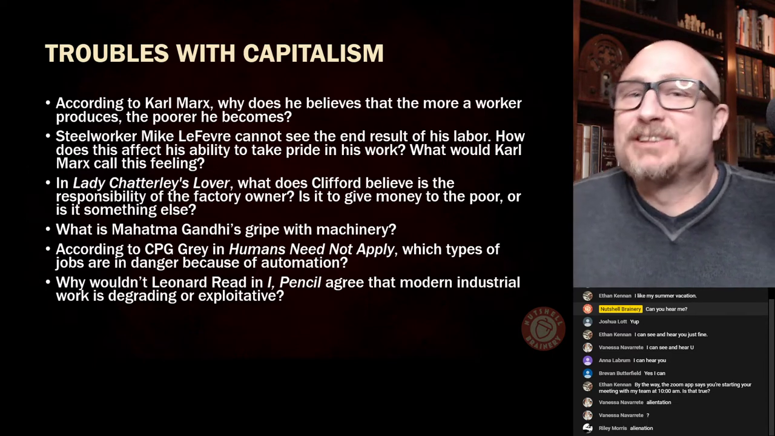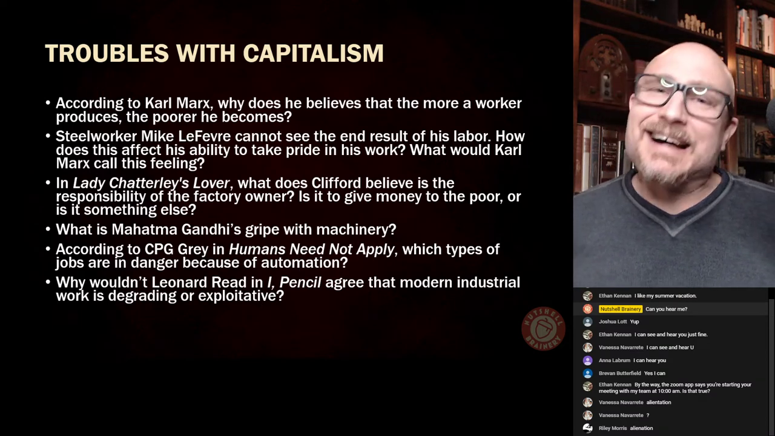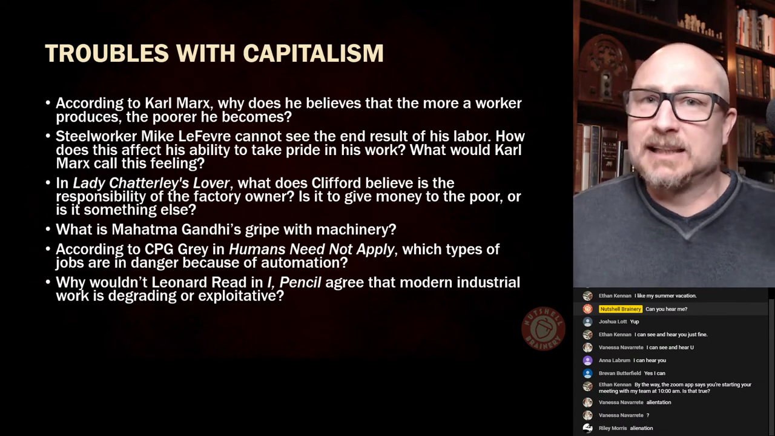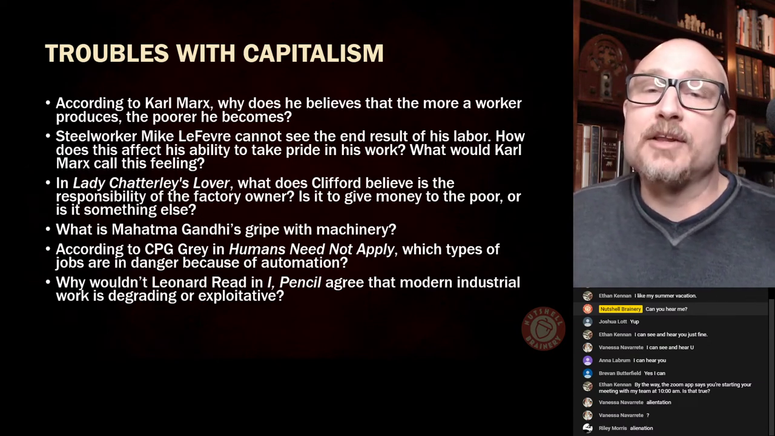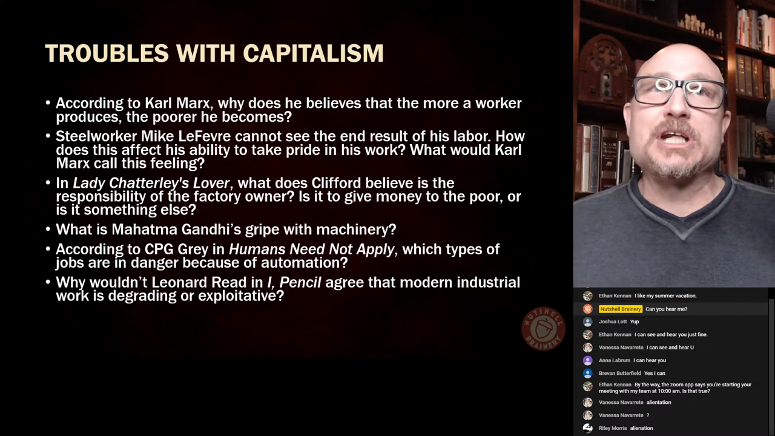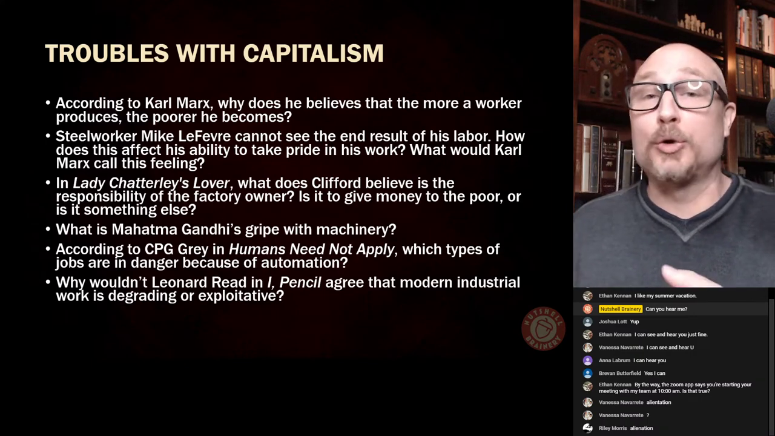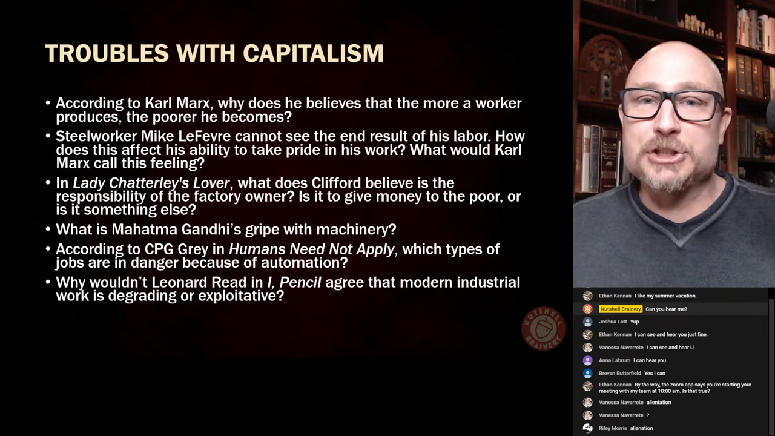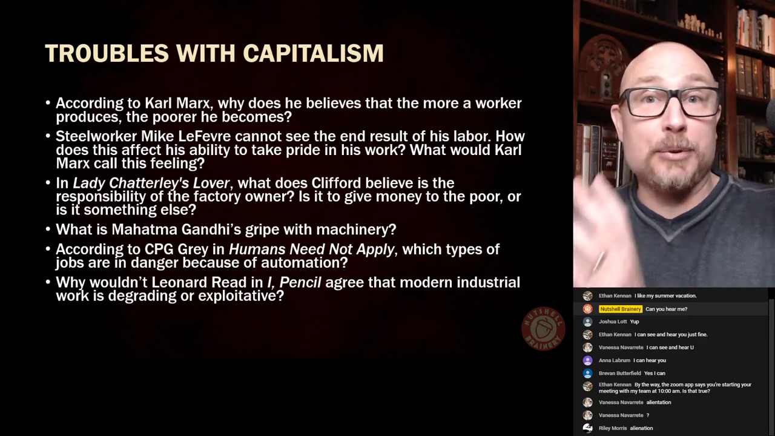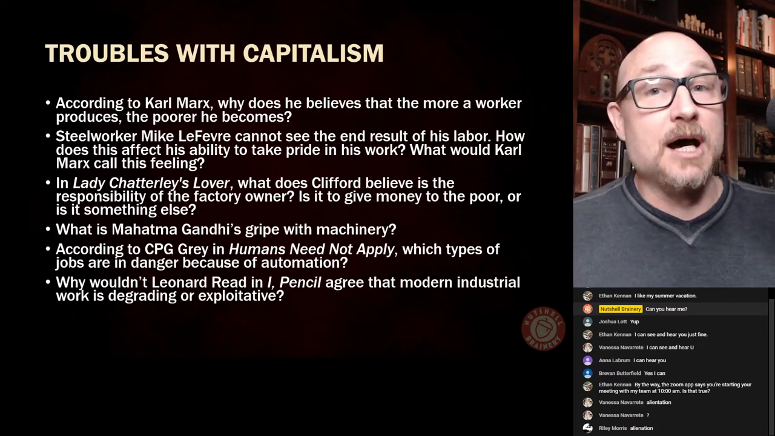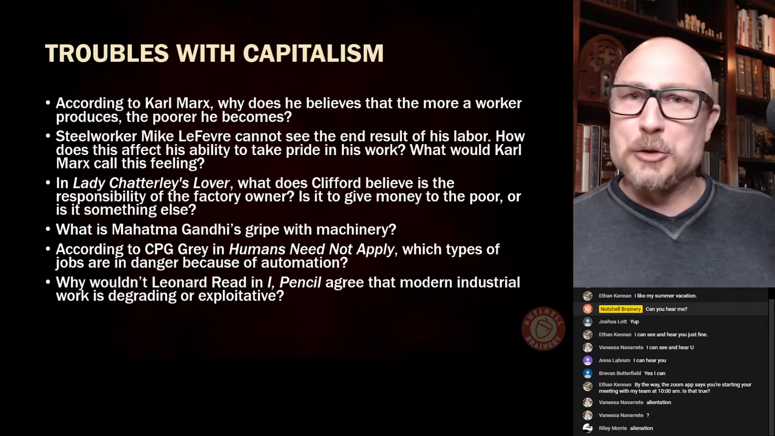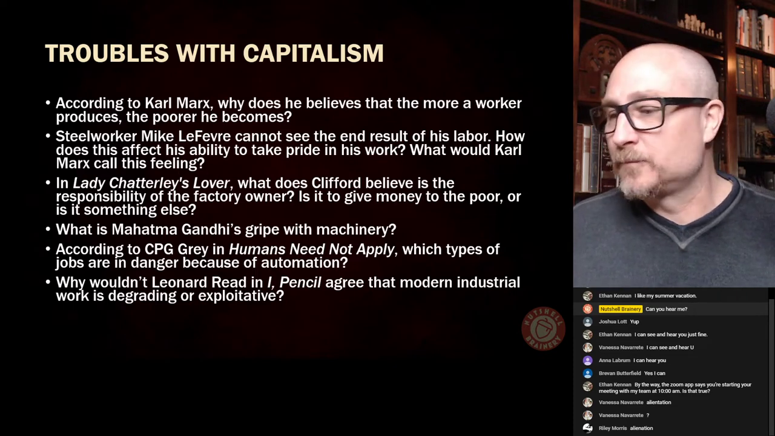What's Mahatma Gandhi's gripe with machinery? Why doesn't he like machines? Well, in fact, if you'll remember, it's not that he doesn't like machines. He doesn't like the idea that automation would replace a human being. Remember, if you create a machine that facilitates your work, makes your work more enjoyable, like a Singer sewing machine, he's all for it. But if the technology replaces a human being, he does not like that, okay? The idea that we would put efficiency ahead of humanity, to him, is just nuts.